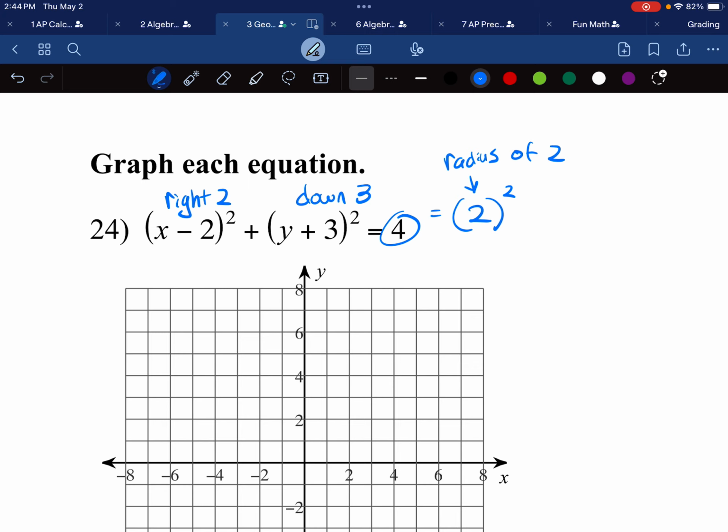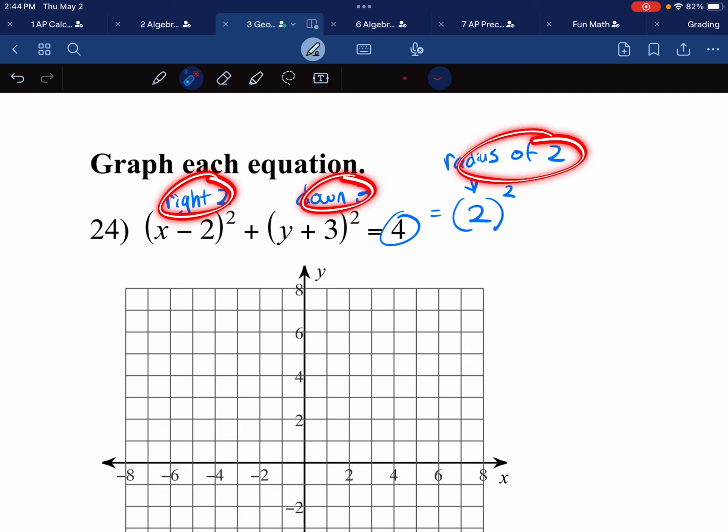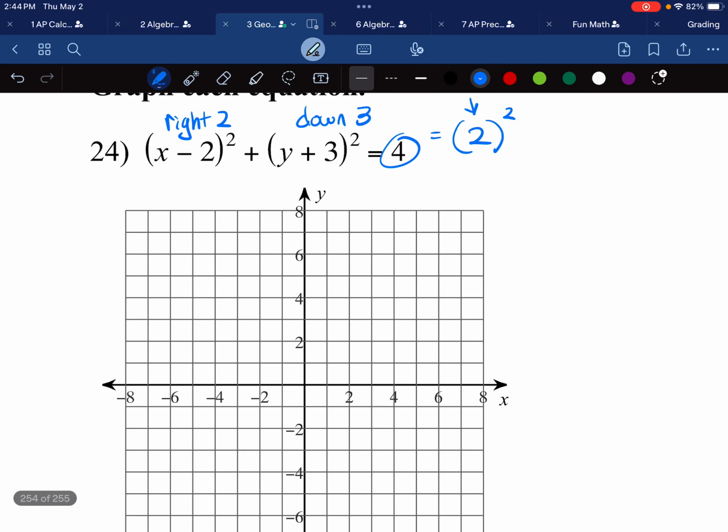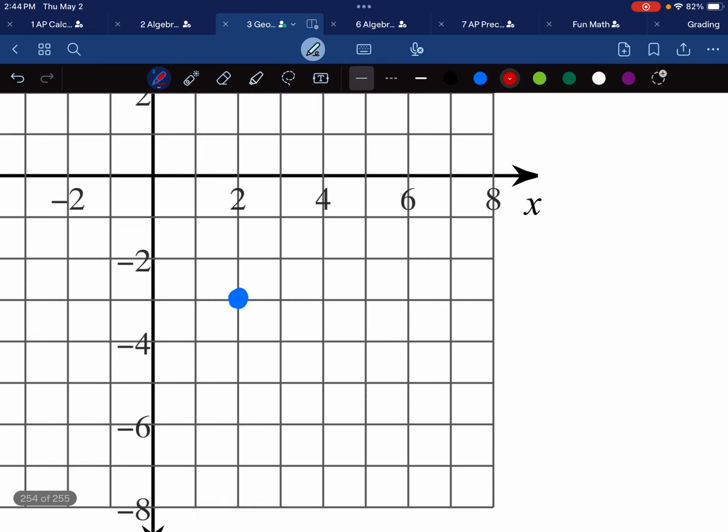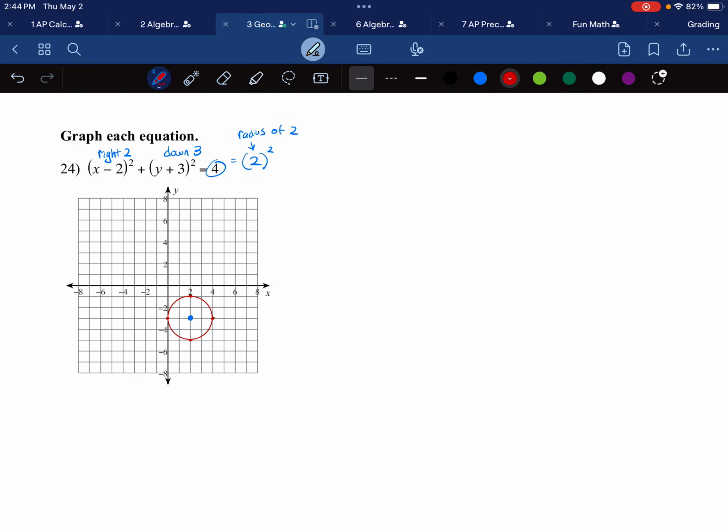Radius of 2. So we just need to say, okay, the center of my circle will go right 2, down 3, and then make a radius of 2. So I'm starting here. I'm going to go right 2, down 3. 1, 2, 3. So that's where the center of my circle is. And then I'm going to have a radius of 2. So I'm going to go up 2, down 2, right 2, left 2, and attempt to make a circle. Technology, please. Thank you. And there's our circle.